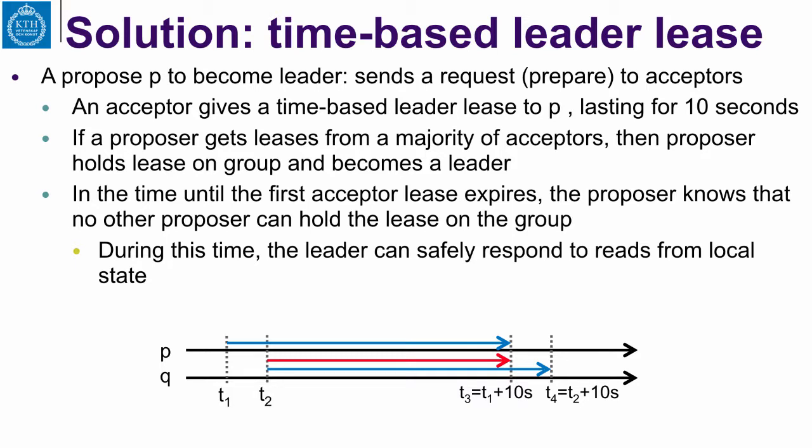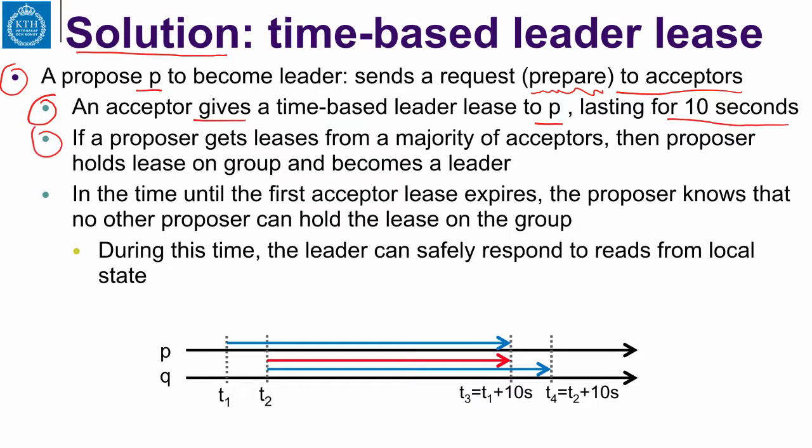So here is an outline of our solution. A proposer P that wants to become a leader sends a request, and we are now talking about a Paxos or a consensus-based algorithm, a request to the acceptors. This request is normally a prepare message. This is what happens when a process or a proposer becomes a leader for the first time. So an acceptor gives a time-based leader lease to P. For example, the acceptor says, okay, I will accept you as a leader for 10 seconds.